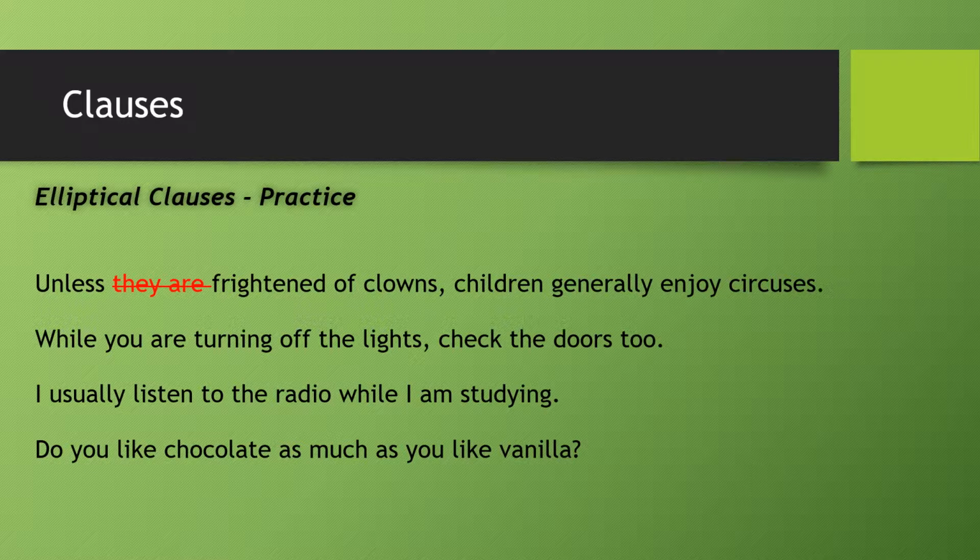All right, the second sentence: while you are turning off the lights, check the doors too. Can you pinpoint the elliptical clause? In this sentence, it's the words "you are." Those words can easily be omitted and the sentence still makes perfectly good sense. While turning off the lights, check the doors too. The words "you are" are clearly understood or clearly inferred in the sentence, but can easily be taken out of the sentence.